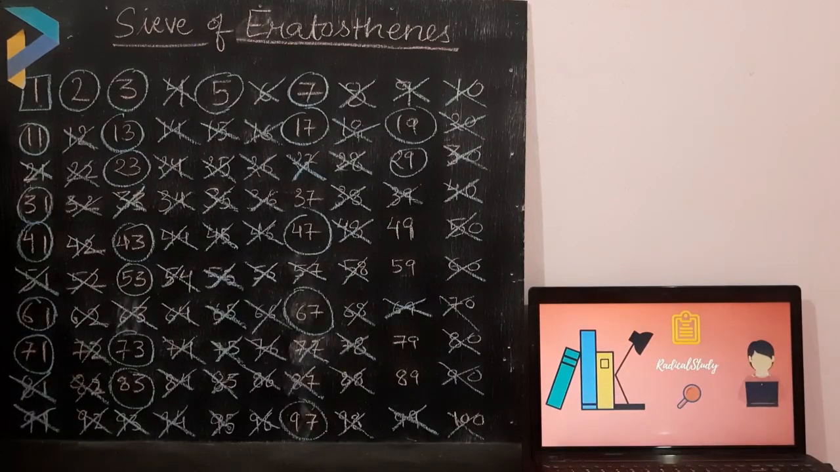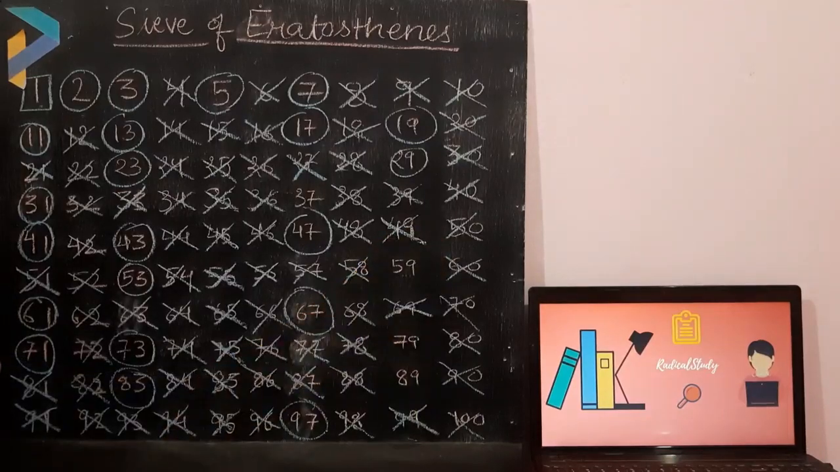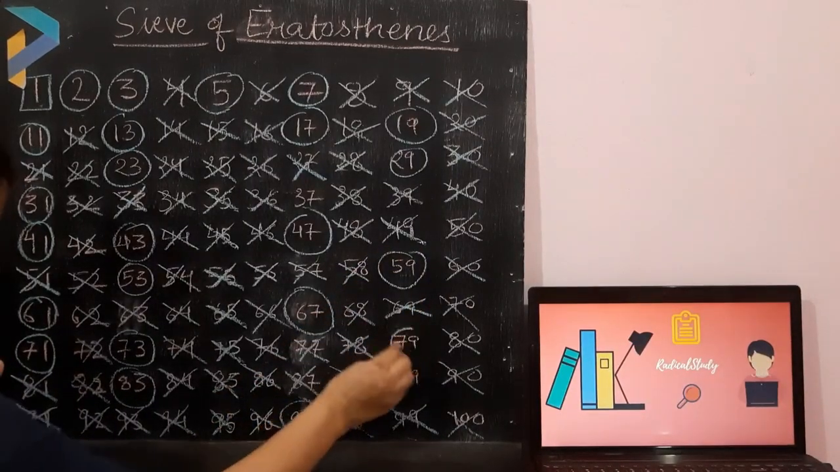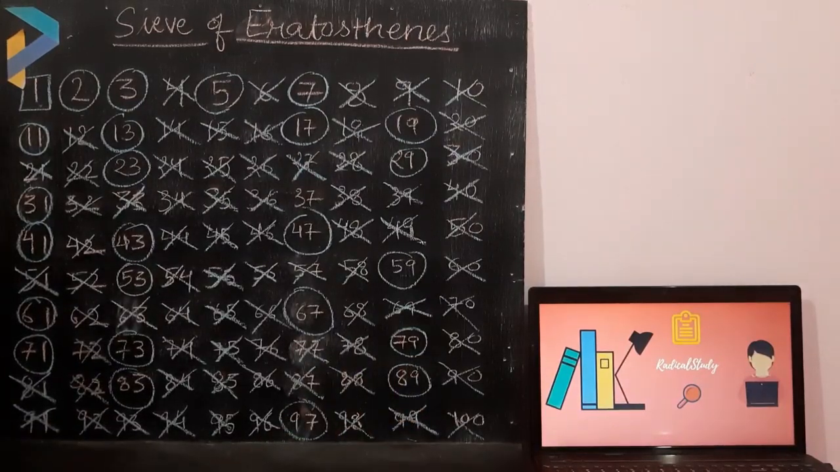Now how many numbers are left to be crossed? 49 is divisible by 7, more than 2 factors. I will cross it. 59 is a prime number. So I will encircle it. Now 79 and 89. These two are also prime numbers. So as you can see, we have found the prime numbers from 1 to 100.